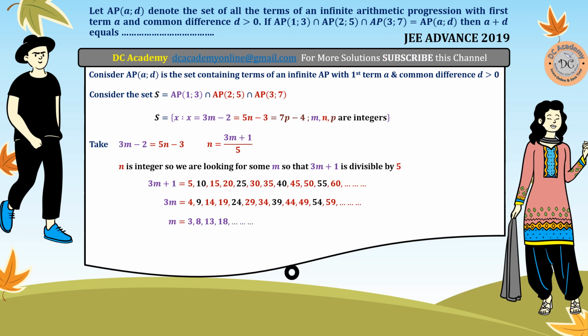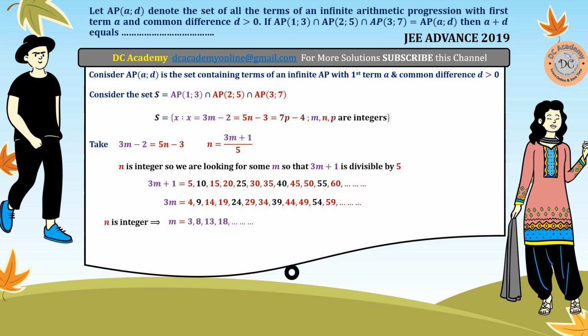Now see why I take 3, 8, 13, and 18, and we leave all the other values. Because if I divide 4 by 3, it is not an integer. 14 by 3 is not an integer. So I just write down only those elements for m which give m as an integer. So therefore, if n is an integer, that should imply that m should contain the values from 3 to 18. So these values.